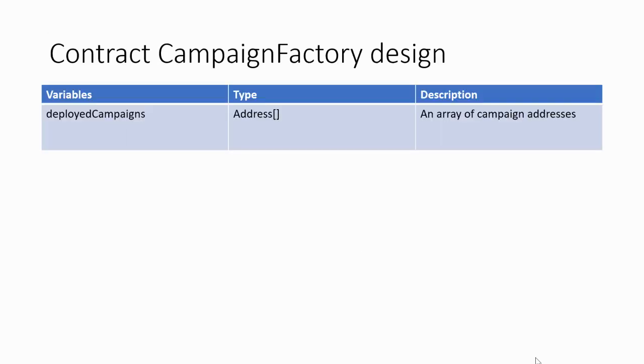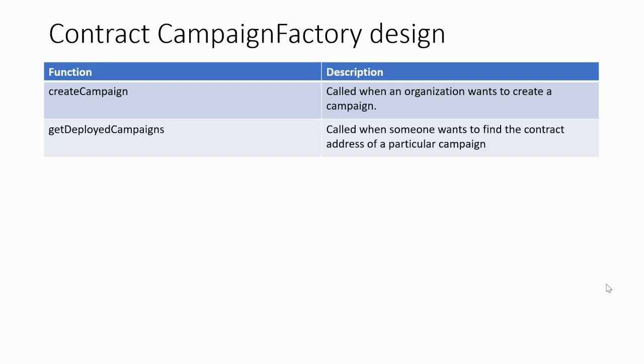So, in order to create a campaign factory, we only use the variable deployed campaigns, which is an address type that contains an array of campaign addresses. So if an organization like WFP wishes to create multiple campaigns, they can use this campaign factory.